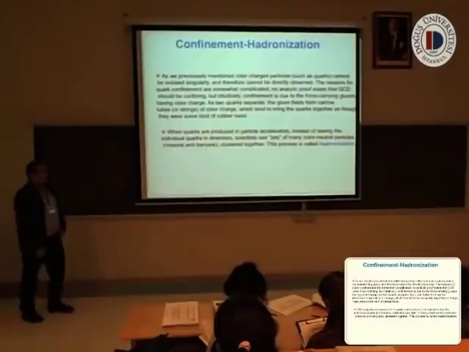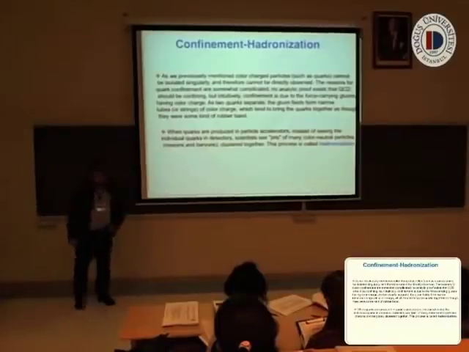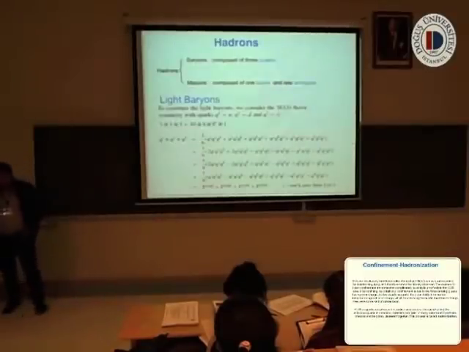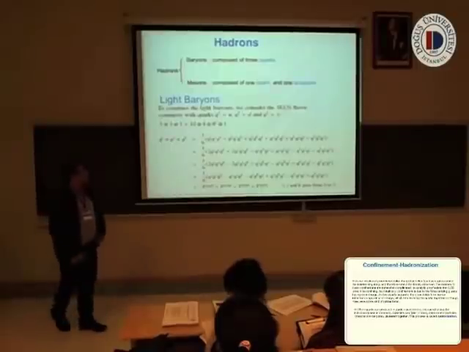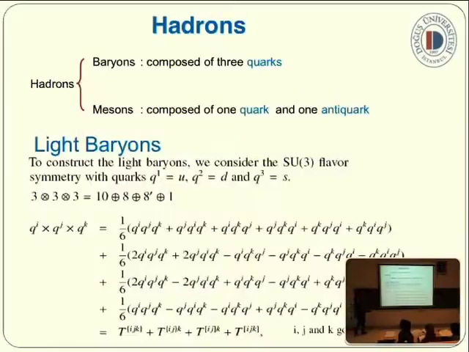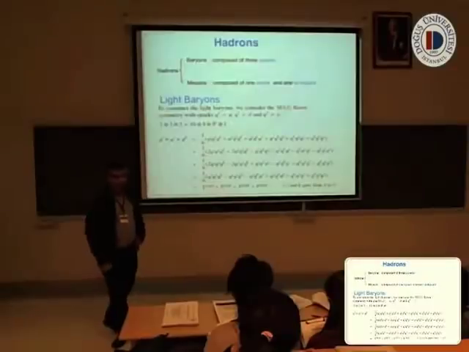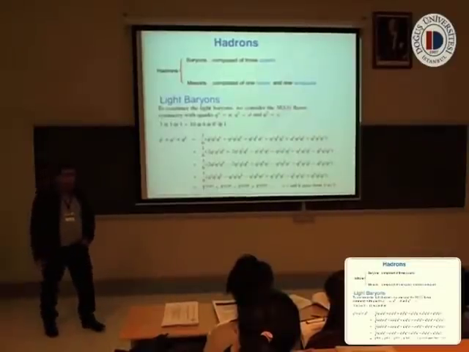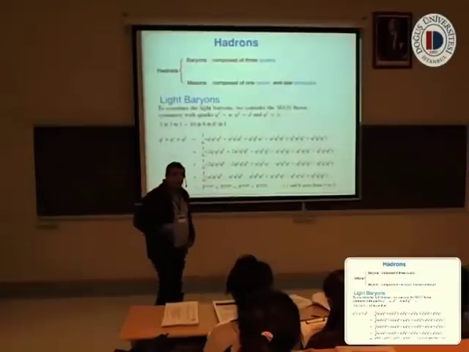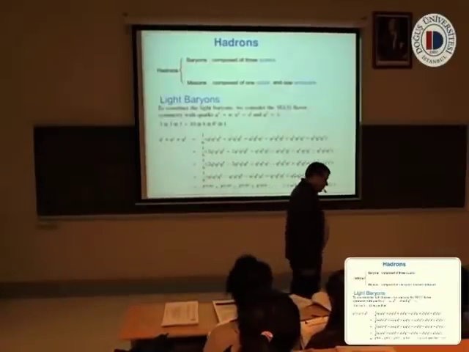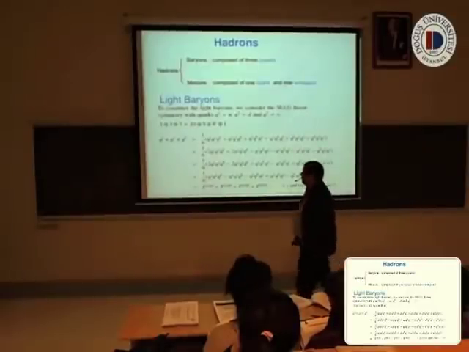This process is called hadronization. We will consider the hadrons next time. Here you see hadrons. Hadrons, you know, are baryons and mesons. But we also have other objects consisting of four quarks or five quarks, called pentaquarks, or objects containing six quarks, which are baryons, and also objects with eight quarks, or octaquarks.